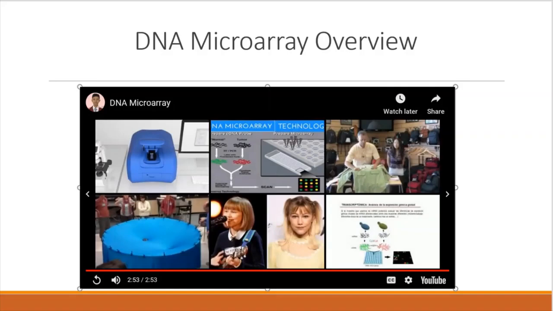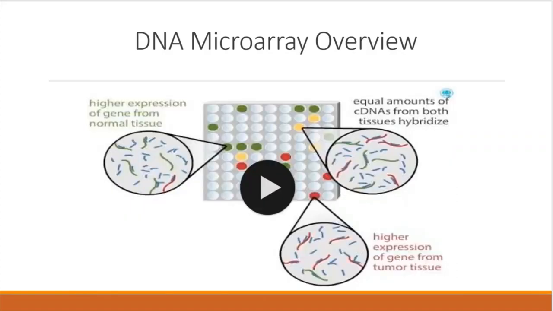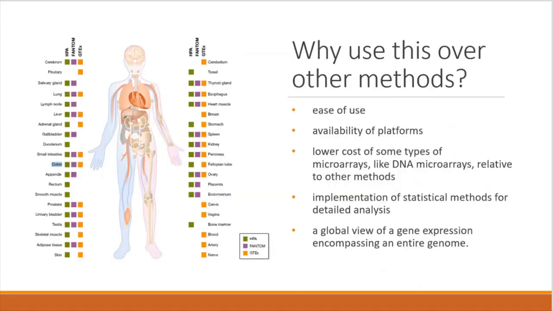So this is a really good overview of DNA microarrays, which are the most common type as it relates to breast cancer. So why would we use microarrays over other methods? It's really easy to use. There are so many different platforms that you can use. They're lower cost. DNA microarrays, since they've been around for a long time, are pretty low cost and they're high throughput. So you get a lot of results all at once, and it's pretty cheap to do it.